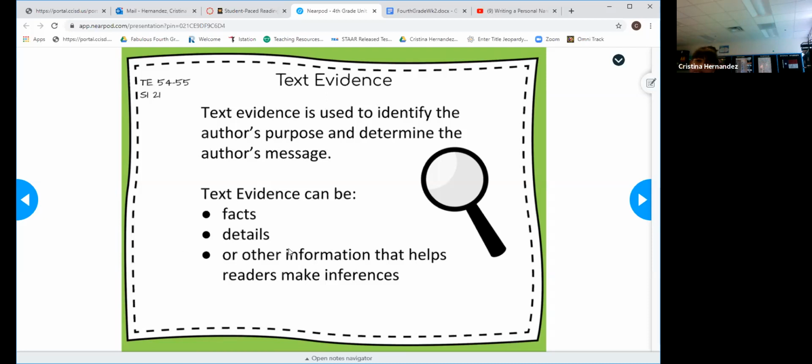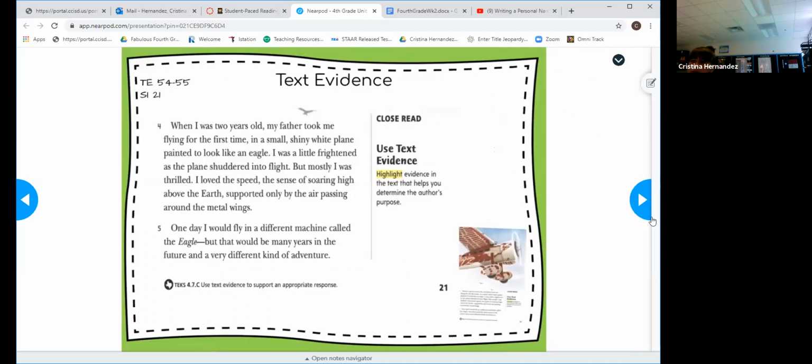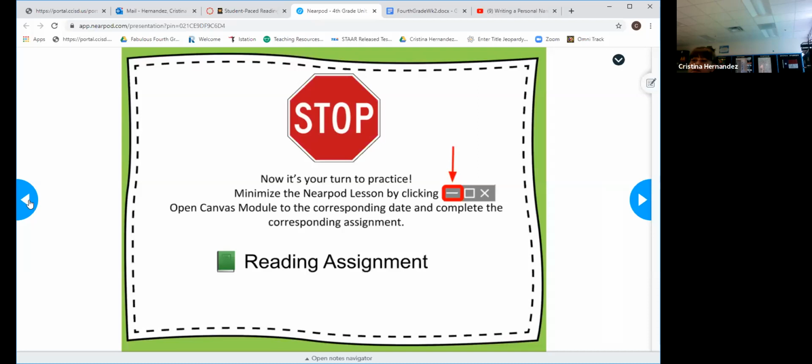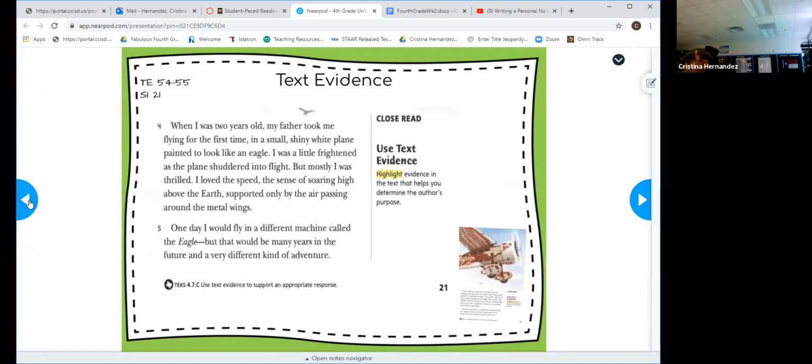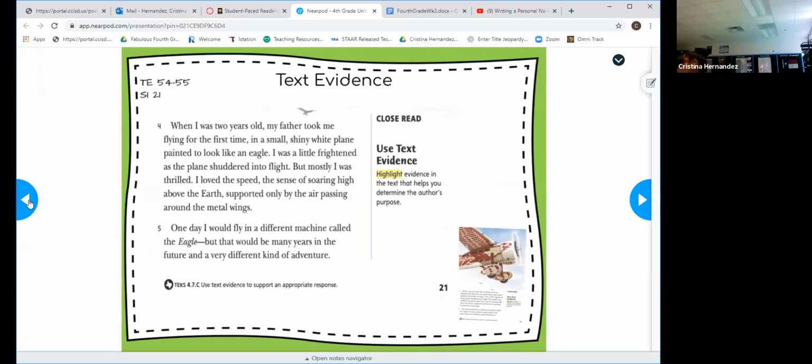So text evidence can be facts, details, or other information that helps the reader make inferences. This was the part I wanted. We're going to do this together. So we said the other day when we did that page, what was the author's purpose of writing this book? Inform us. To inform us about what? How he went to space. His life. What else in his life? He informed us with his past.